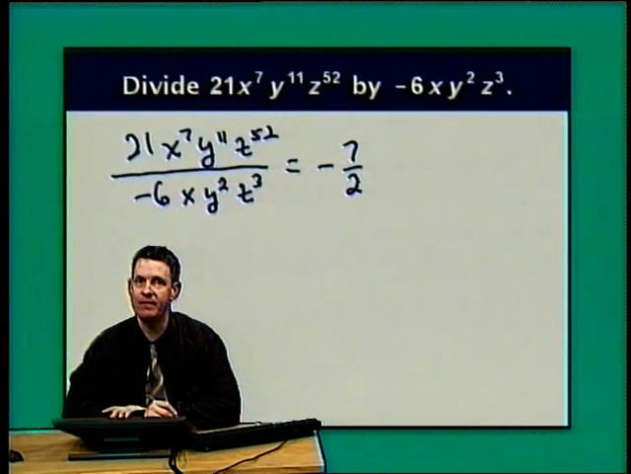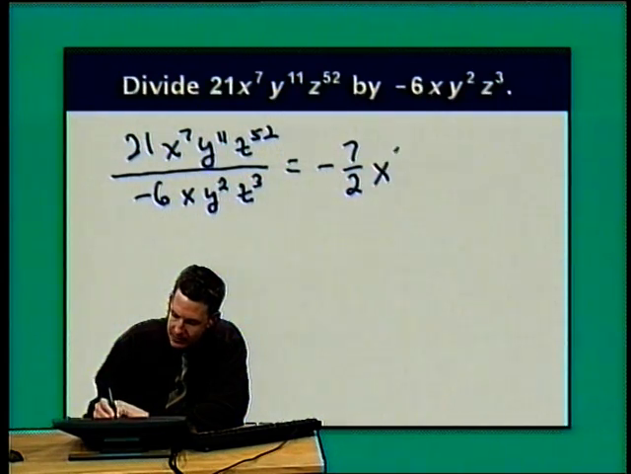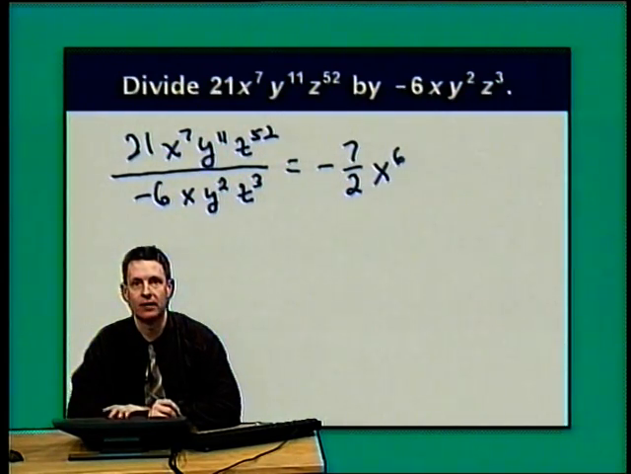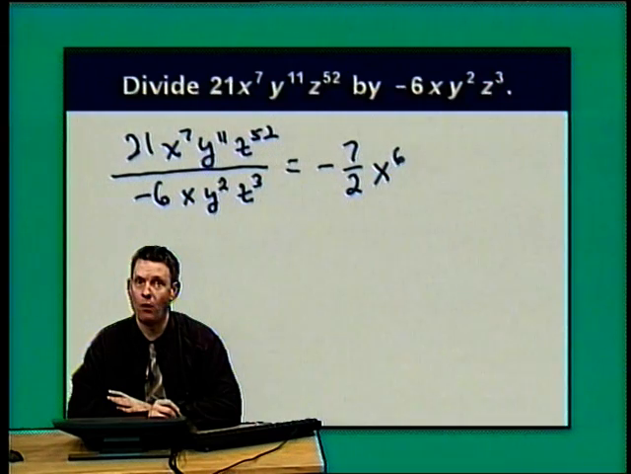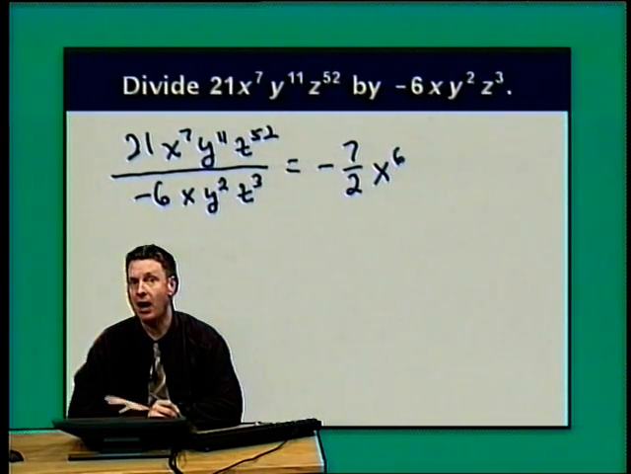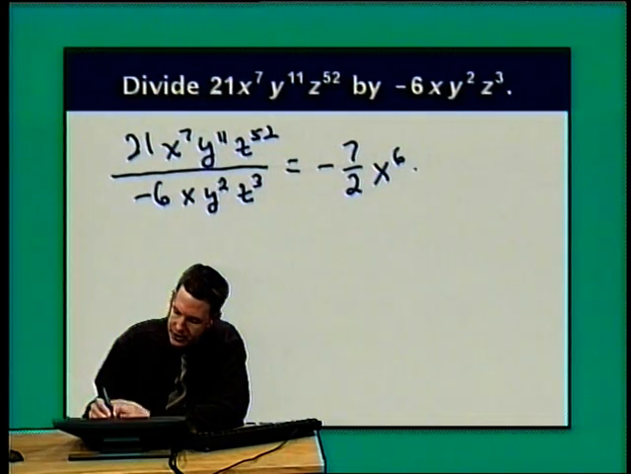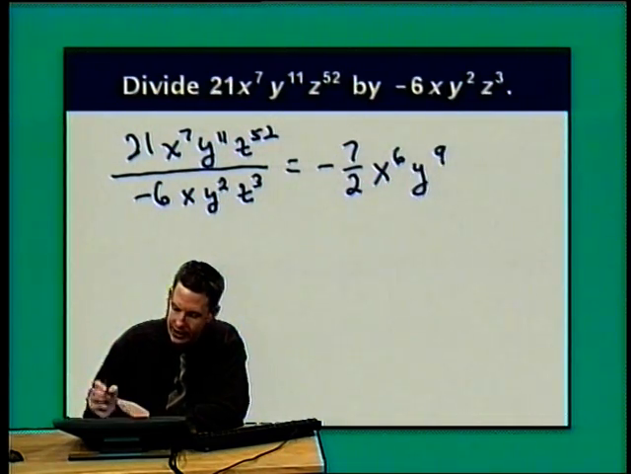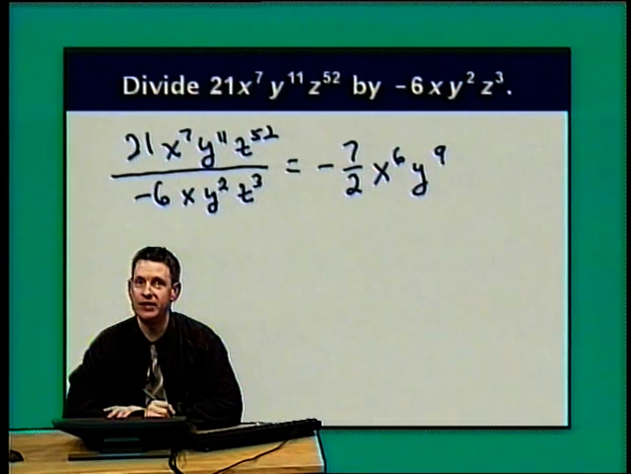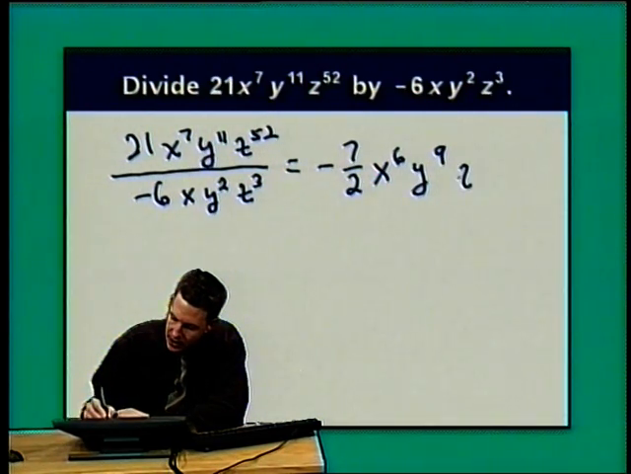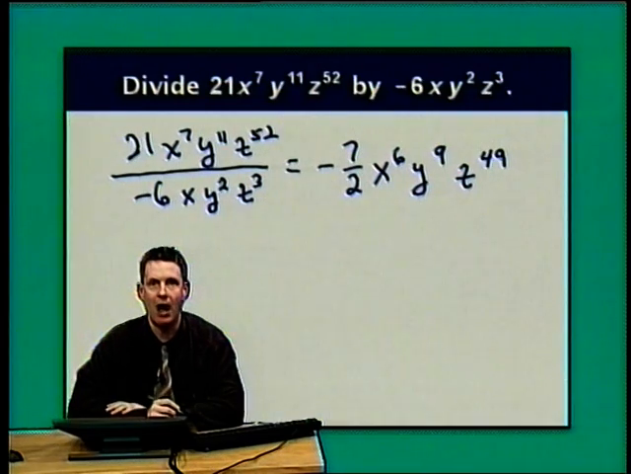If I take 7 factors of x and I divide out 1 factor of x, I leave behind 6 factors of x. If I take 11 factors of y and I divide out 2 of those factors of y, I leave behind 11 minus 2, which is 9 factors of y, or y to the 9th power. 52 factors of z divided by 3 factors of z leaves behind 52 minus 3, which is 49 factors of z, or z to the 49th power.